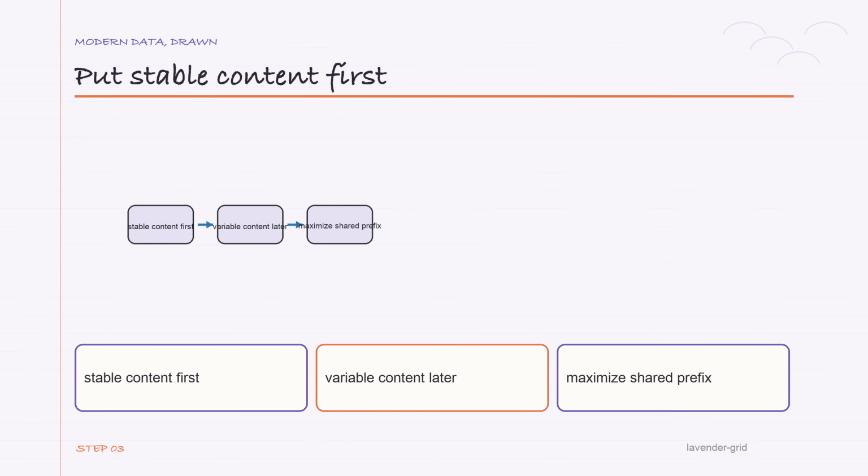Cache reuse depends on the common prefix. Place stable instructions and examples before changing request-specific content. If early tokens change, the reusable prefix becomes shorter.